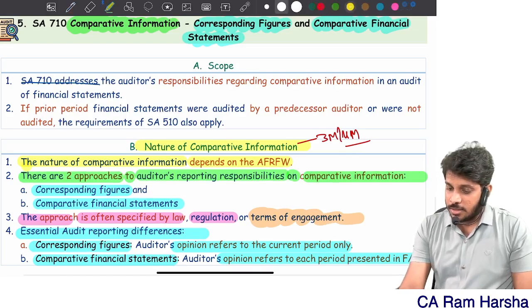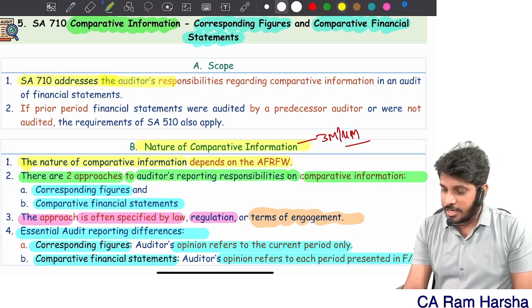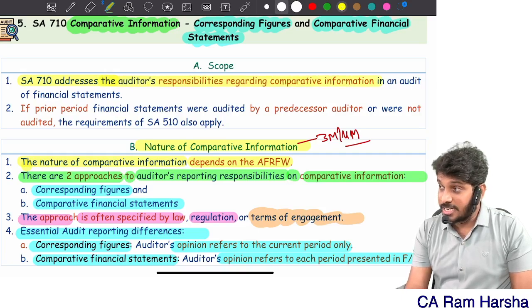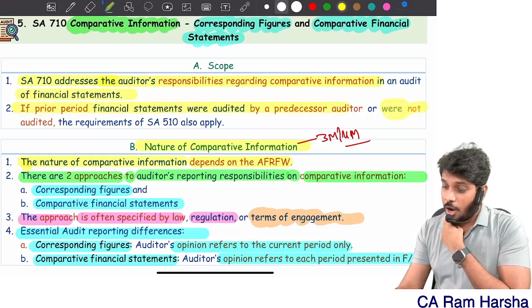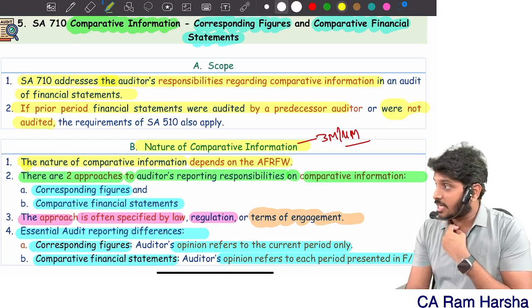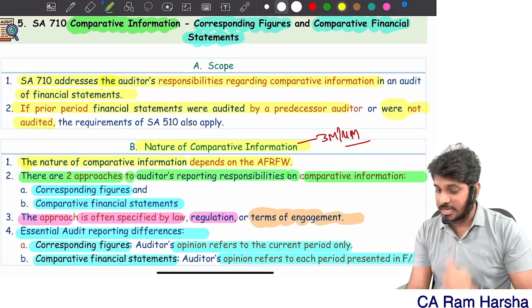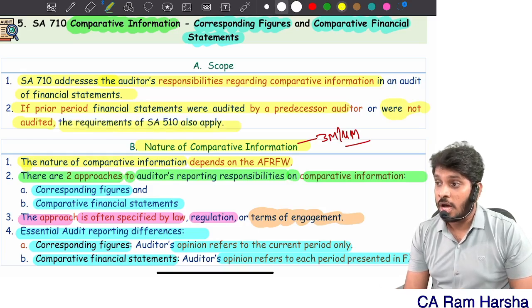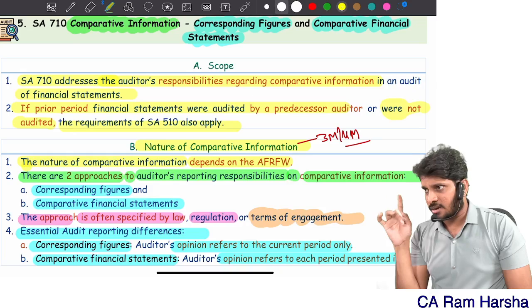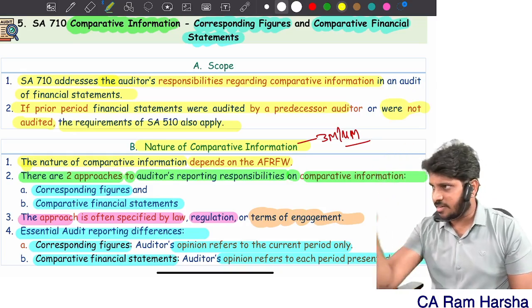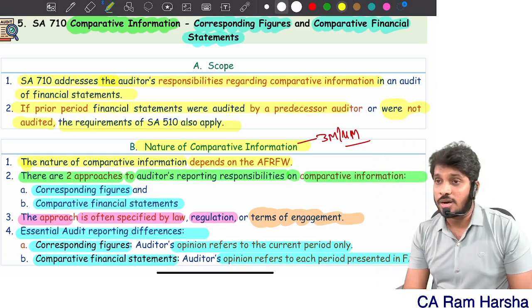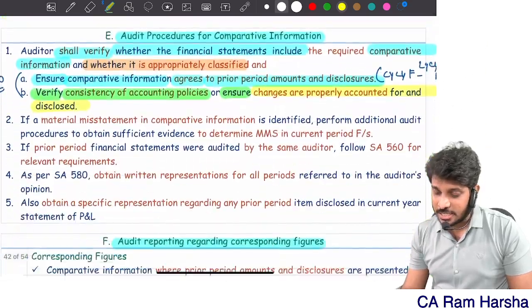710 addresses the auditor's responsibilities regarding comparative information in an audit. If prior period financials are audited by some other auditor or they were not audited, nothing but opening balances you were uncertain, the requirements of 510 also apply. We'll discuss in 510 once again, and that time I will connect you back to 710. Clear, all of you? Next.